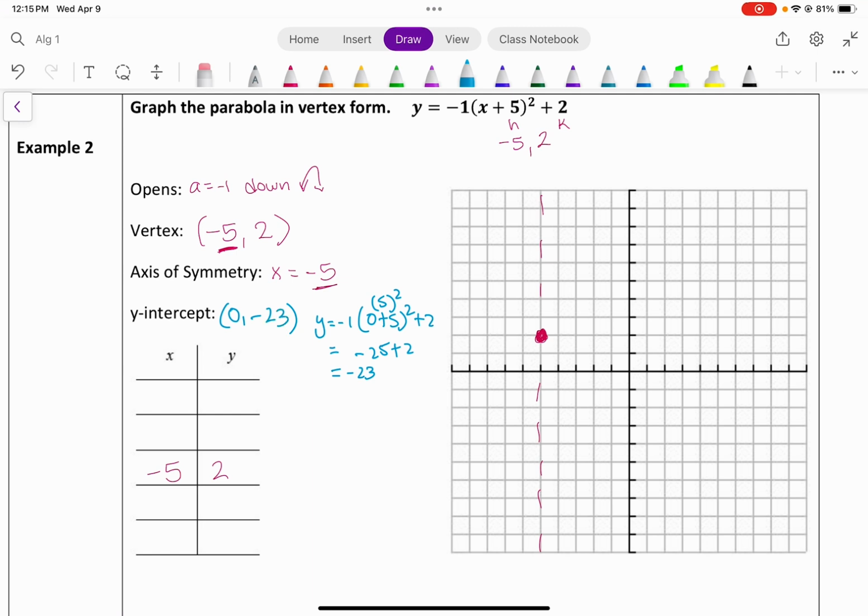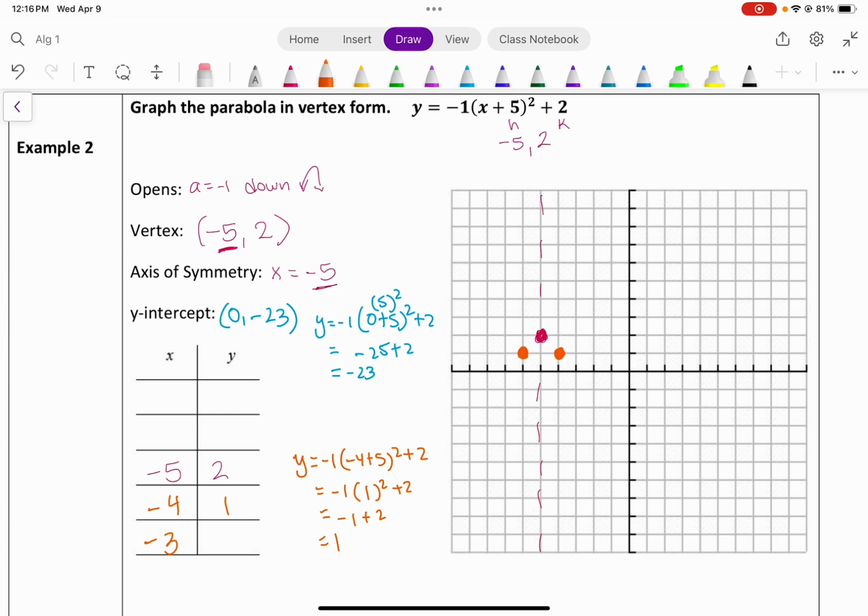There's my y-intercept. Now I could adjust my scale, but I'm actually just going to pick a couple different points that are closer to -5 so I can draw my parabola. I'm going to pick -4 and -3. So if I substitute -4 in, I'll get -1 times -4 plus 5 squared plus 2. Well, that would give me a 1 squared. -1 times 1 is -1. -1 plus 2 is +1. I know I'm going kind of fast on these operations, but you're familiar with your order of operations. I know that you can pause the video if you need and figure these out on your own.